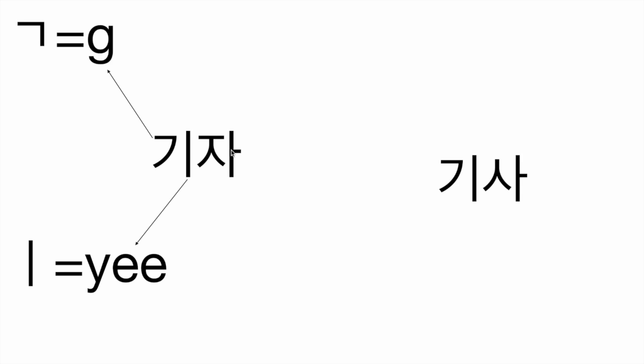We can try the same with this letter, which has the sound j. And this has the sound a. Now, if you combine the two syllables, the word 기자 would come out.